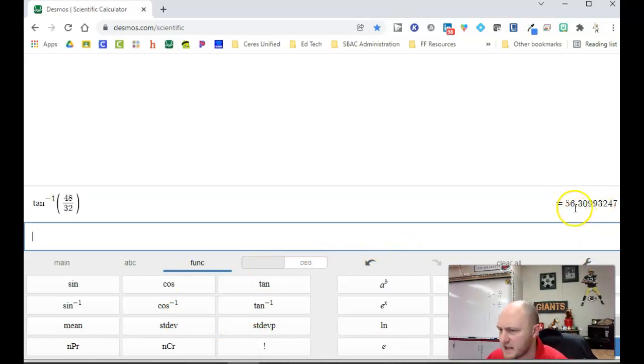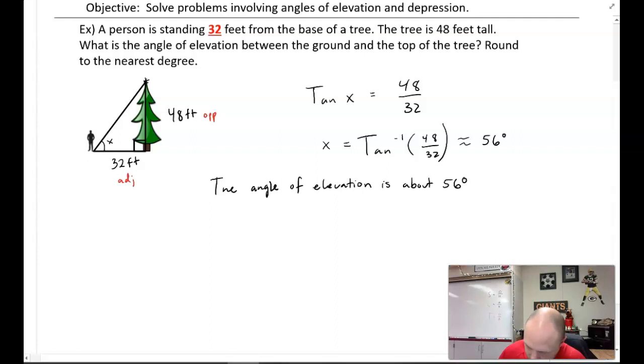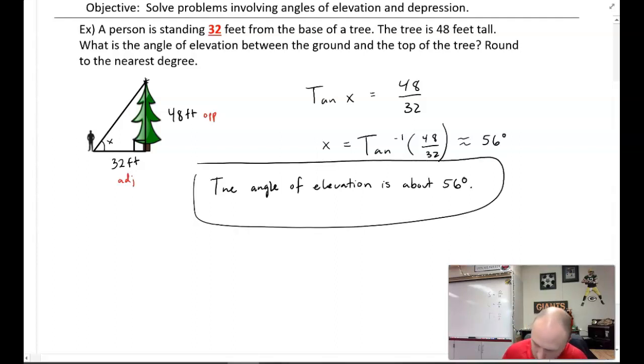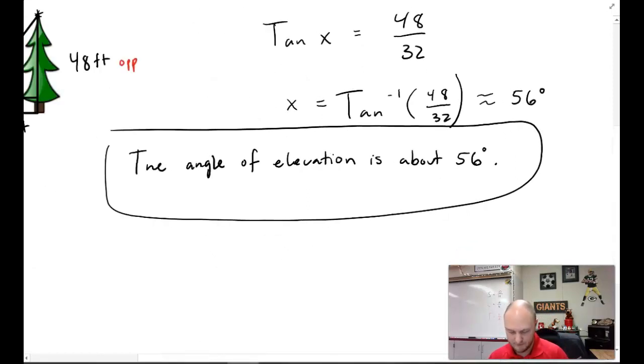And we get 56.3, so just 56 degrees. The angle of elevation is about 56 degrees. It's a big degree symbol. Almost looks like 560. Better. Okay.